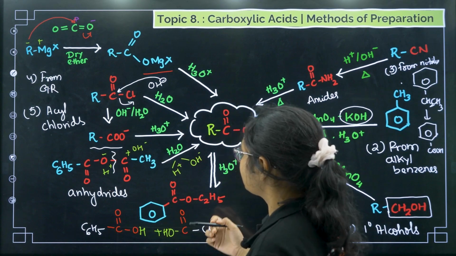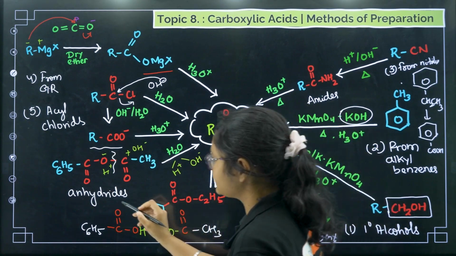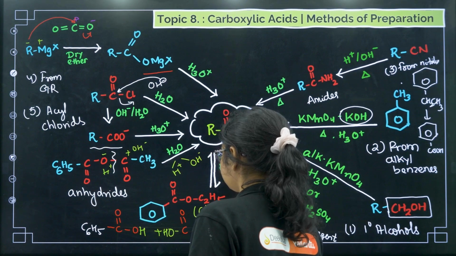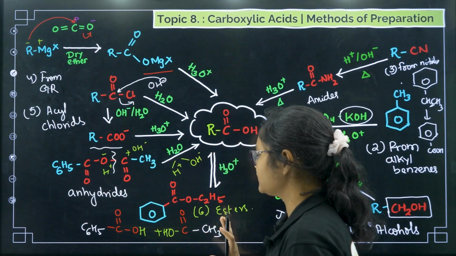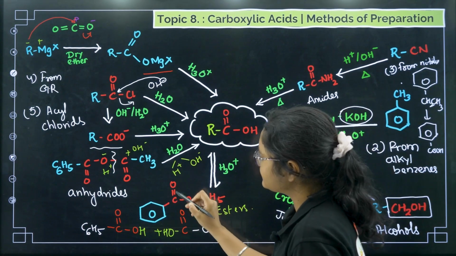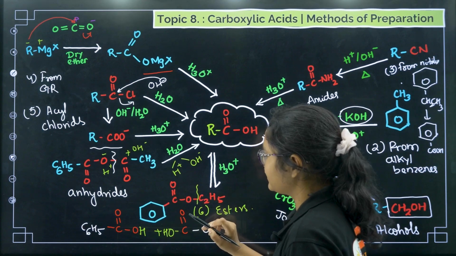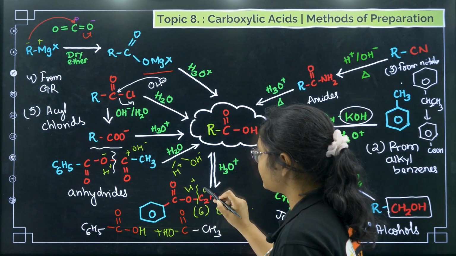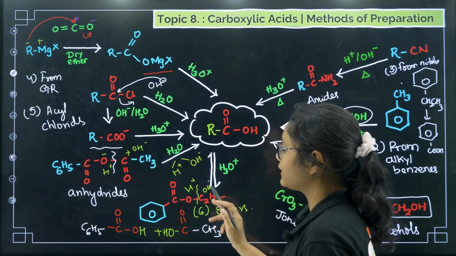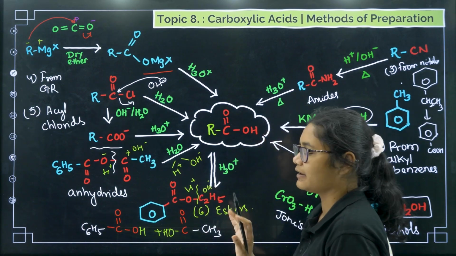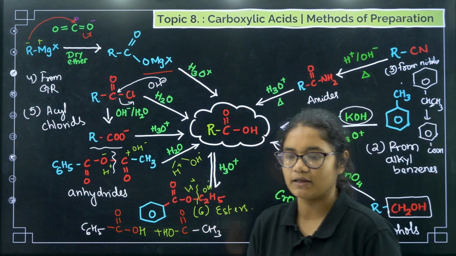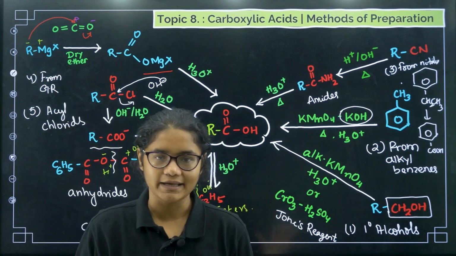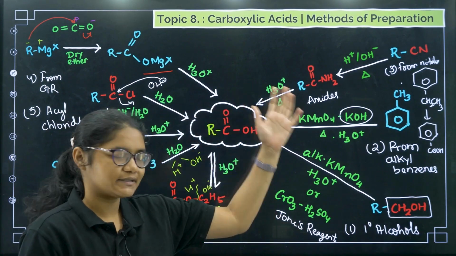Clear? Next, when you break esters, this is your sixth one, from esters. It is very simple. Wherever this C double bond O group is there, it will break here, and this one will take H plus and this one will take OH minus. So we'll get one alcohol and one carboxylic acid. Clear? So once again let us revise.